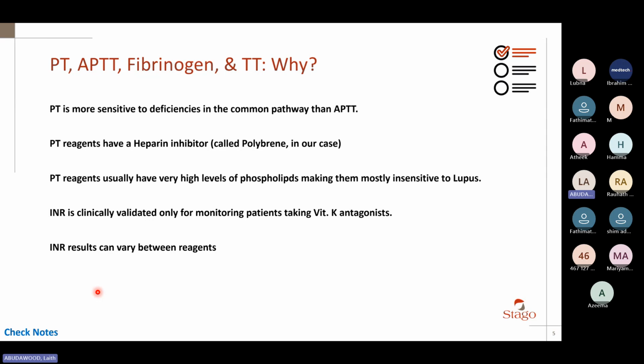If we use INR to study patients, for example, who have liver disease or liver issues, INR results will not be accurate and will not really reflect the status of the patient because you will tell me, okay, but both of them will cause coagulation factor deficiencies. Yes, but completely different mechanisms and with completely different timelines. We will not go into the details. But INR is only validated for patients who are taking warfarin, nothing else.